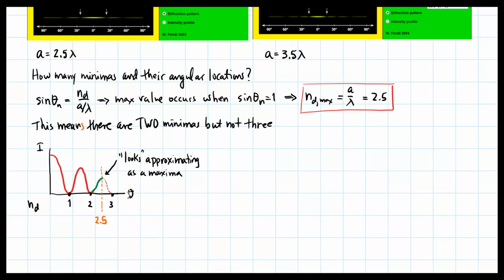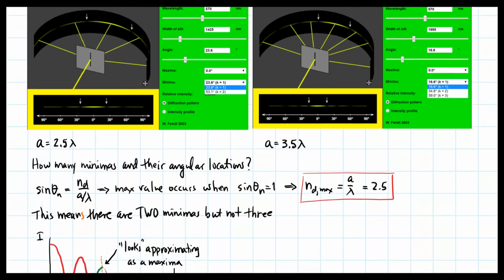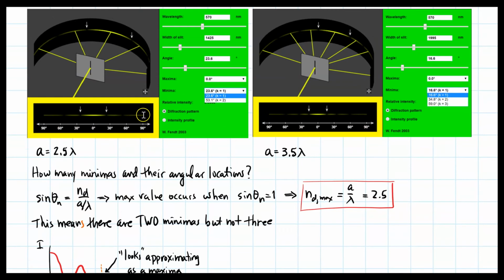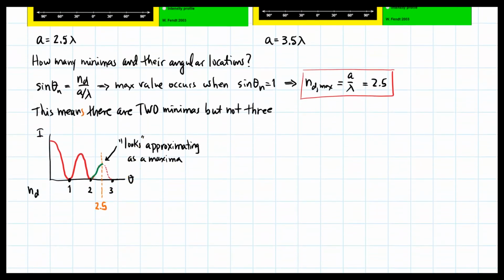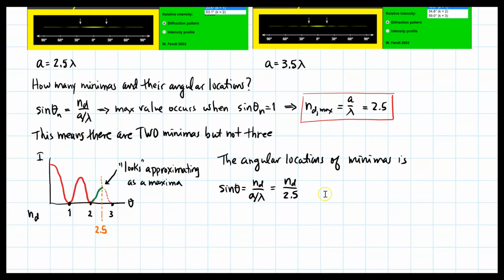So if I now look at the applet results, you could see here that at the end I'm getting what looks to be some type of secondary maxima right at the end right there. I want the angular locations of the minimas. I again go to that path difference equation where I get ND divided by the diffraction parameter, which is ND by 2.5. Following the sequence of MD here, I get 1, 2, and 3 exceeds it, so I only have 2 values, which we already knew.